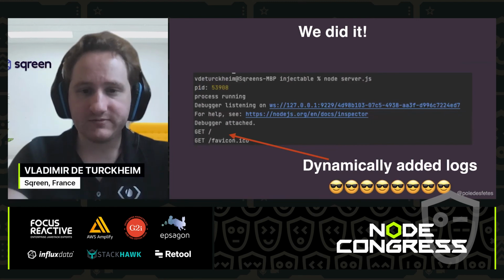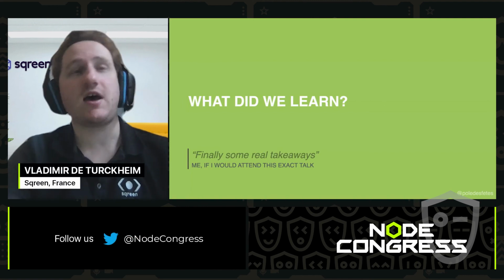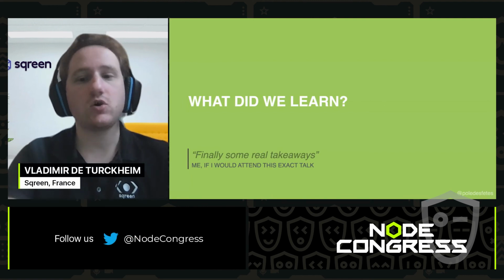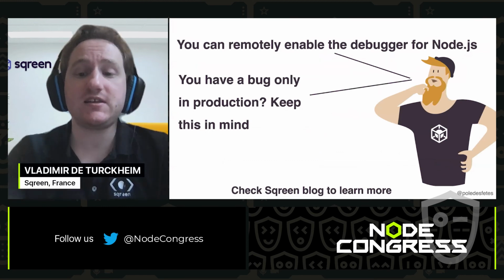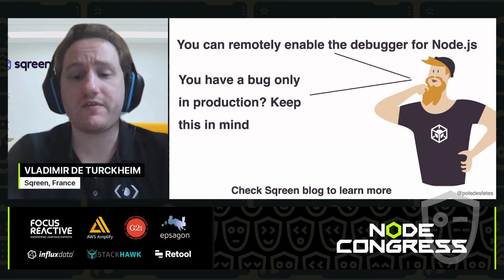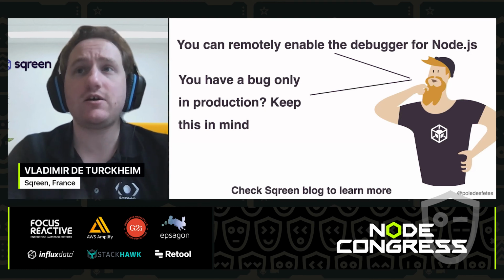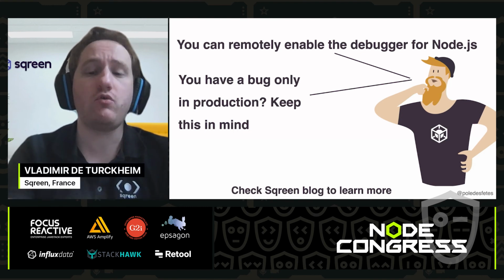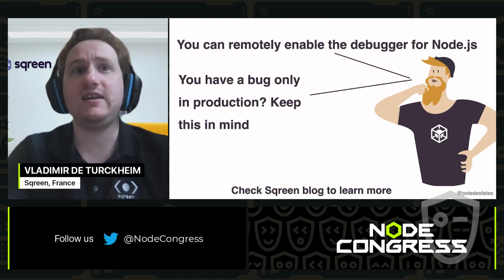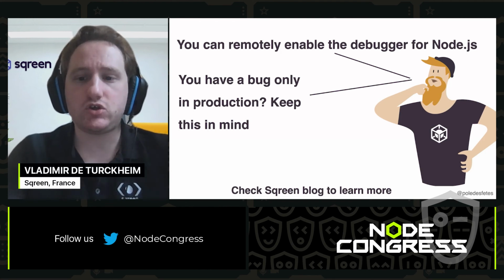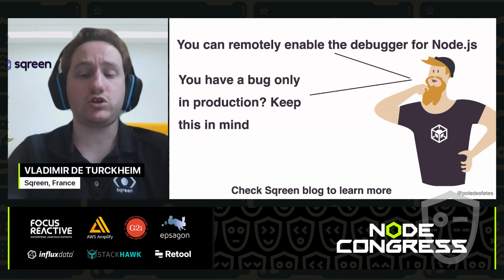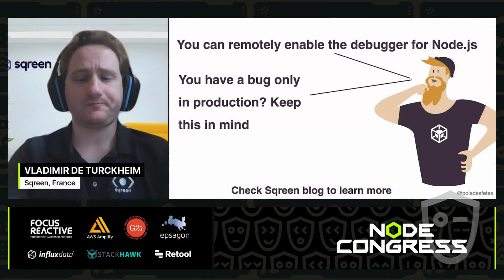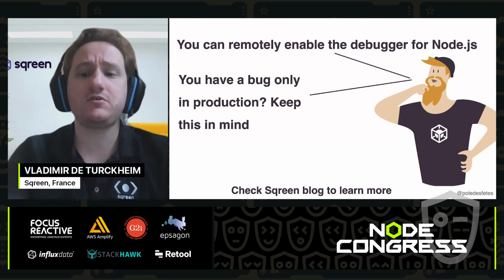And that's so cool. I say it's cool because I did it and I'm very not modest. So what did we learn today? You can remotely enable the debugger for Node.js. That's actually really useful. If you want to learn more about that, go on the Screen blog. I wrote an article on how this is useful to debug memory leaks in production, because you can enable a debugger in production, then you can tunnel the port between the debugger and your localhost and start to collect memory heap dumps remotely on a running production process. Same thing for CPU, which is the next article I will write on my Screen blog.